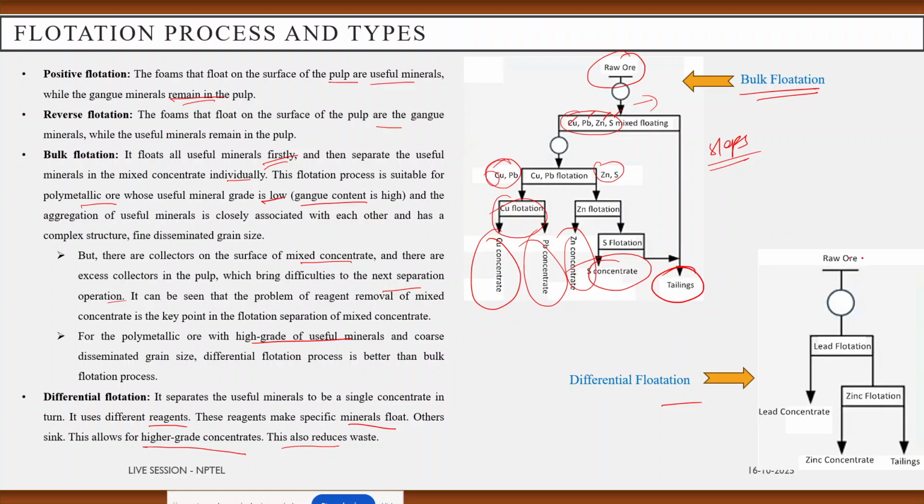So here the raw ore goes through differential flotation, which separates out lead very specifically from the mixture, and you are getting lead concentrate. The rest of the pulp is going to the next flotation process where specifically zinc will be collected, and from that you are getting zinc concentrate and tailing. So the differential flotation process is very effective for polymetallic ore.